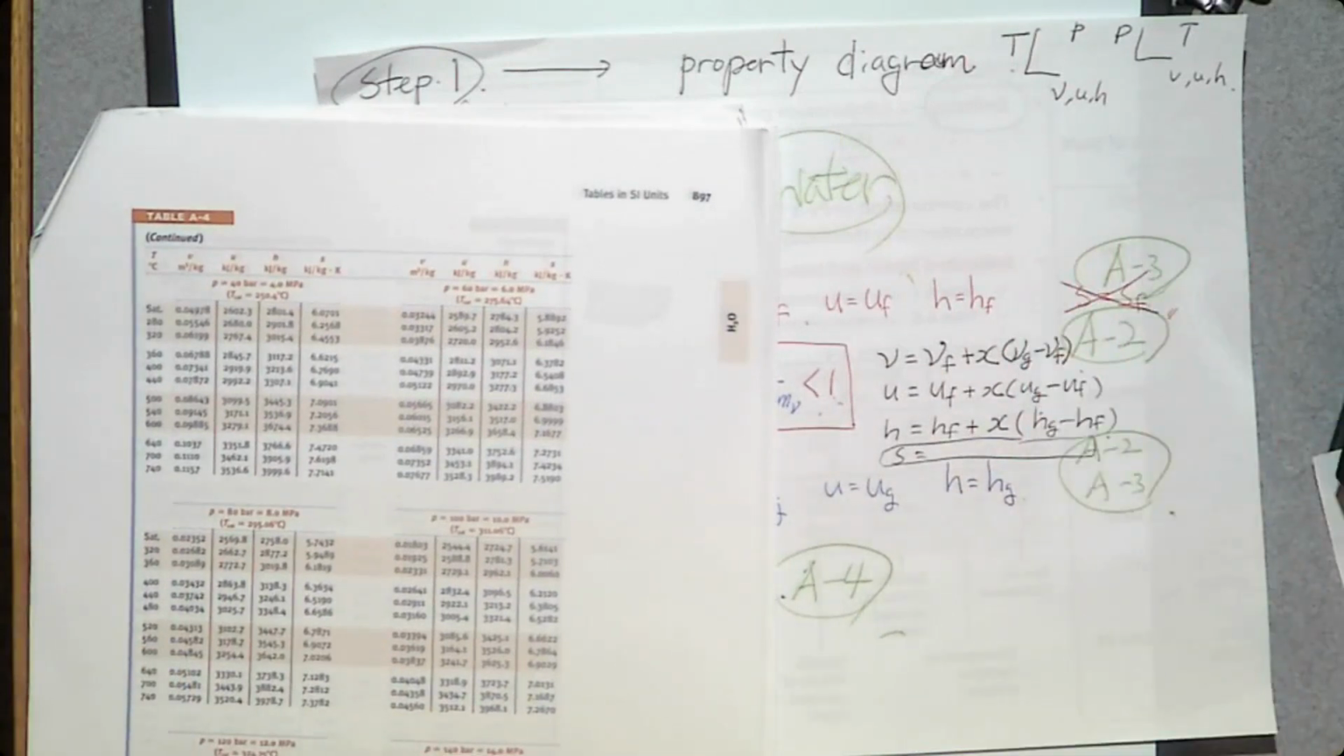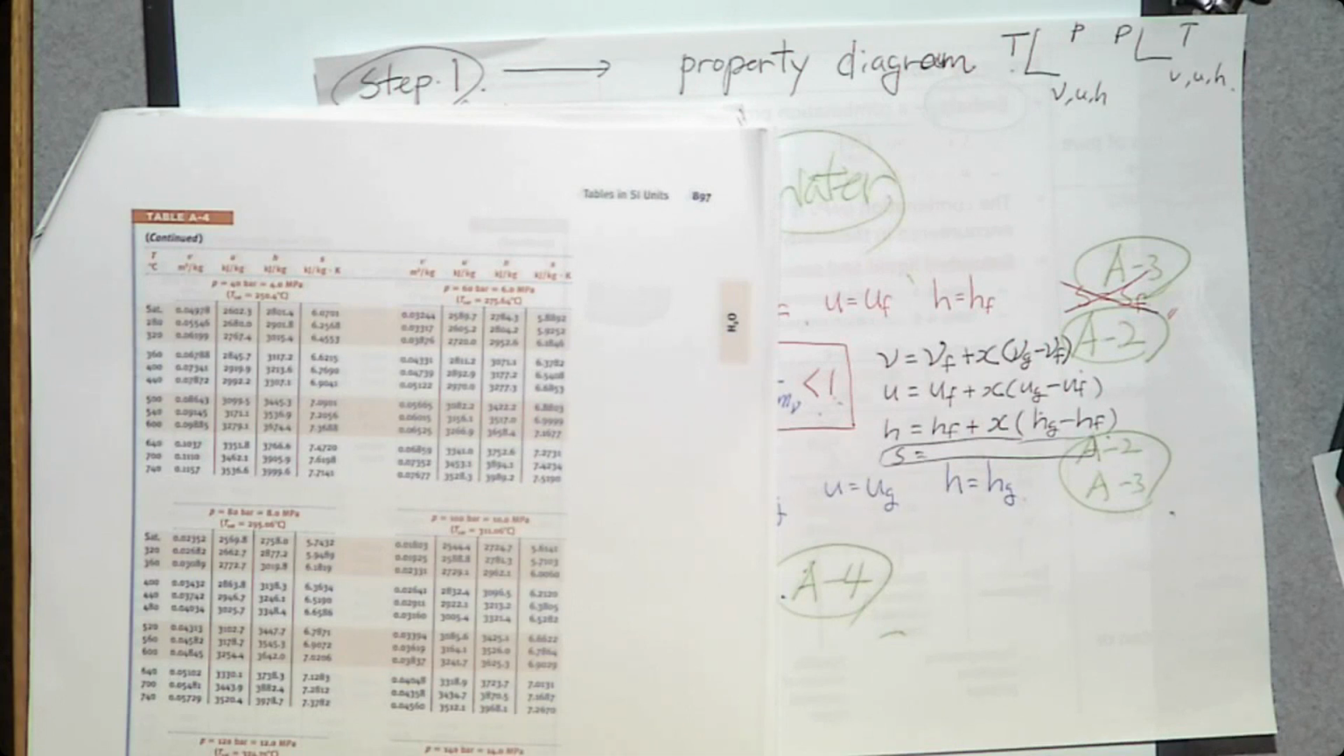Table A4 looks slightly different from tables A2 and A3 because it contains a lot of subtables for different pressures. So this table is for 4 megapascal, this table for 6 megapascal, this table for 8 megapascal, this table for 10 megapascal. There are tables before this page and tables after this page. So you have a number of tables depending on the temperature and pressure. If you know pressure and temperature, you can determine its property.